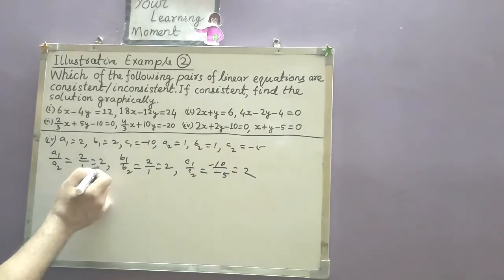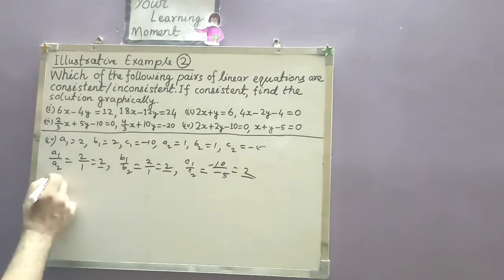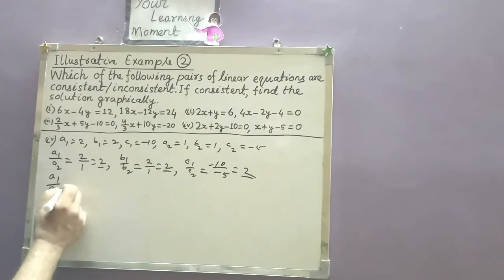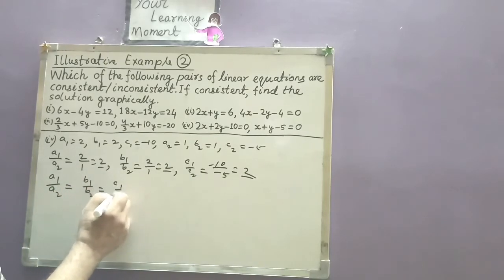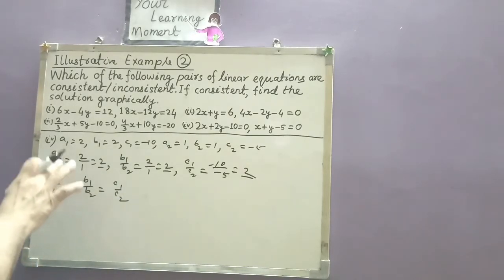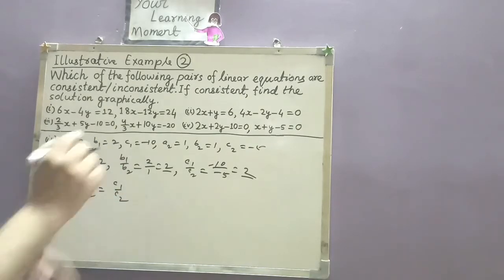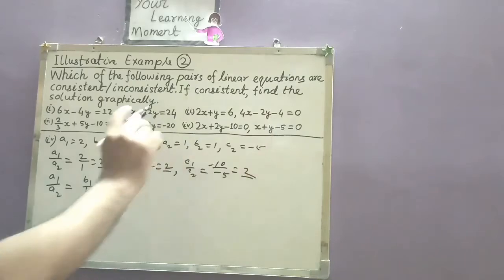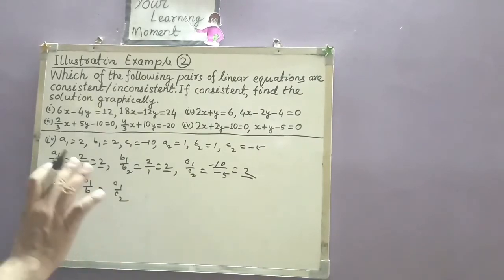Just look at the values, 2, 2, 2, all are equal, means a1 by a2 equal to b1 by b2 equal to c1 by c2. This means when a1 by a2 equal to b1 by b2 equal to c1 by c2, this pair of lines have infinitely many solutions, means this pair is also consistent, right? Now let us find the solution graphically.